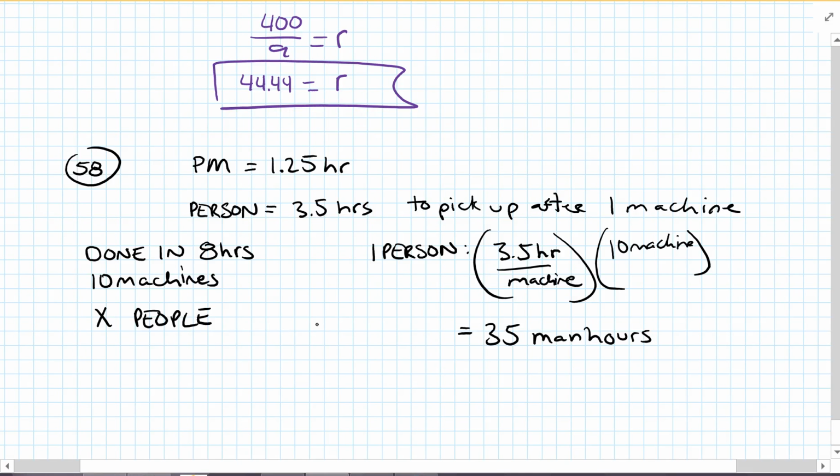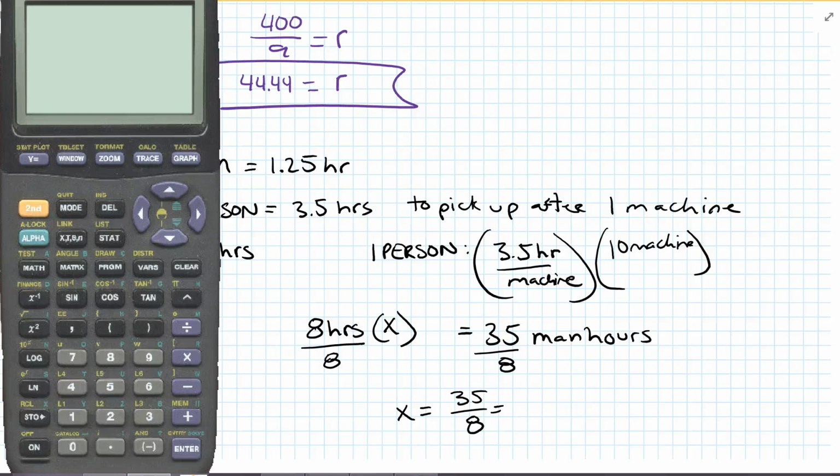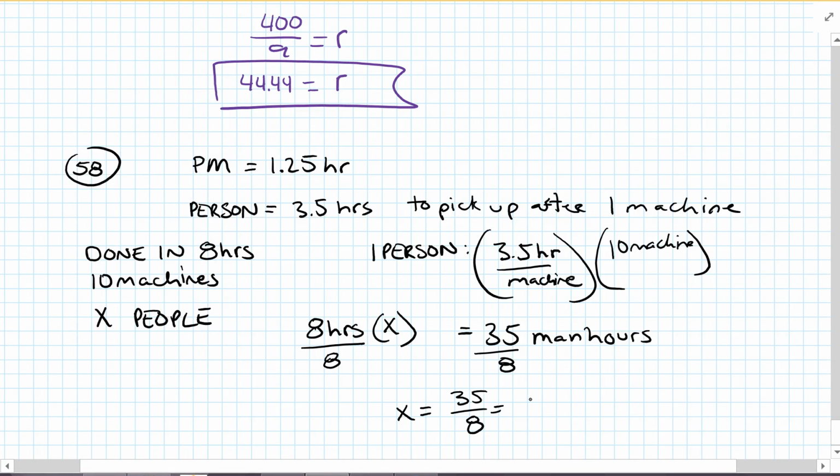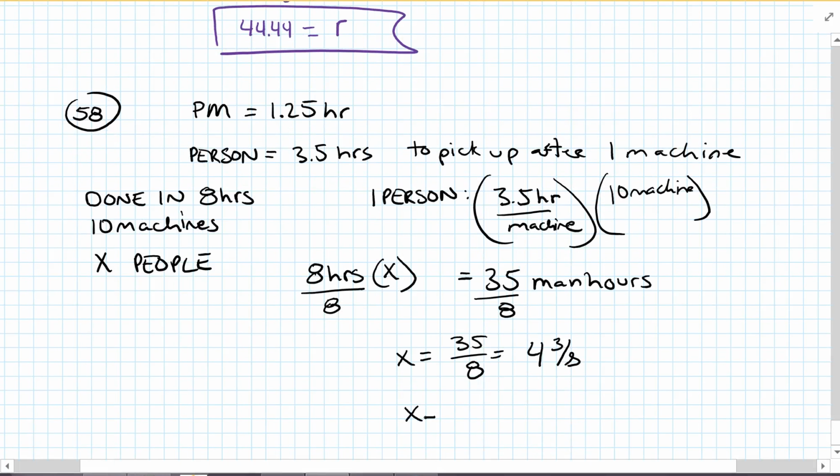Well, we have to get it done in 8 hours. And we have X people. So let's divide each side of this equation by 8. And we get X equals 35 over 8. And the units, if you look at it, would actually be man or people. So 35 divided by 8 would be 4 3/8 really. Well, you can't have 4 3/8 people, so you better hire 5 people.